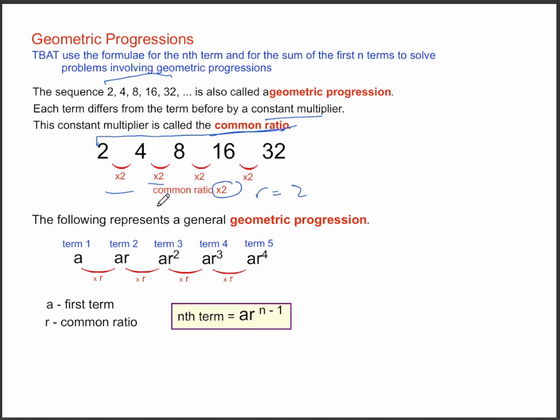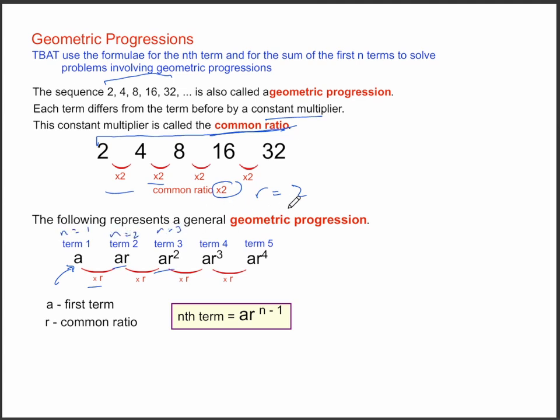To get a general representation of the geometric progression, we can use again the first term being A, and every term after that being represented by A and R. So multiply that A by R, we get AR, which is the second term. Multiply that by R again, we get AR squared, which is the third term, and so on. Remember, term 1 meaning n equals 1, term 2 meaning n equals 2, and so on.